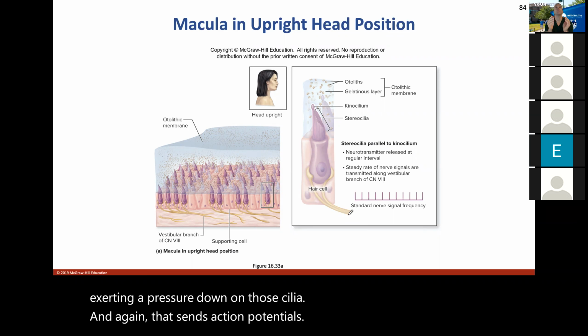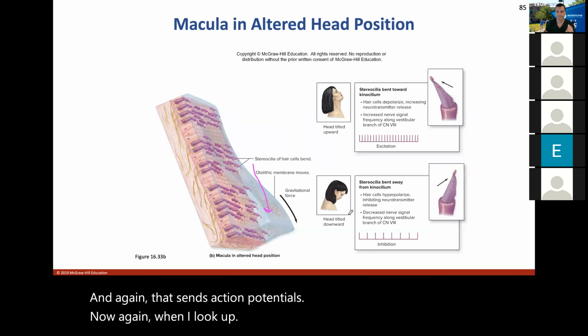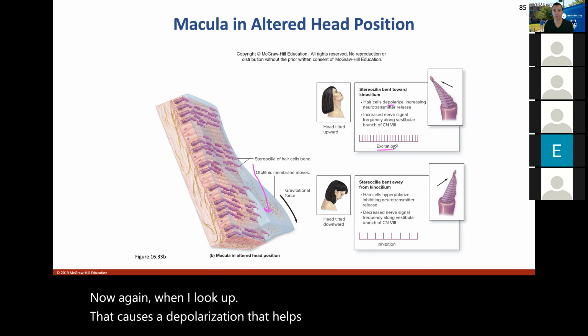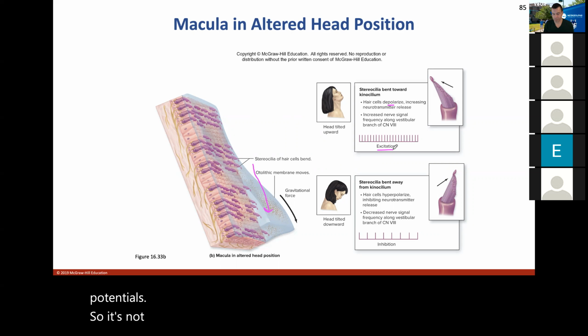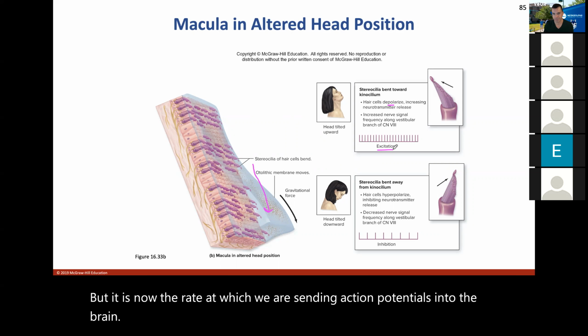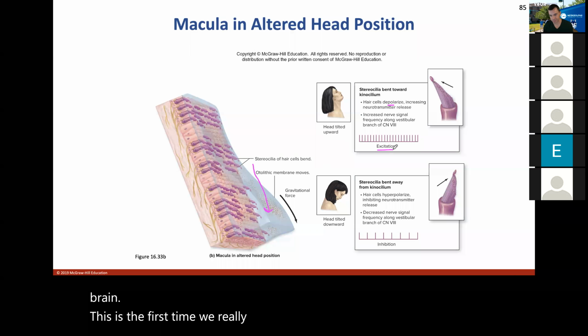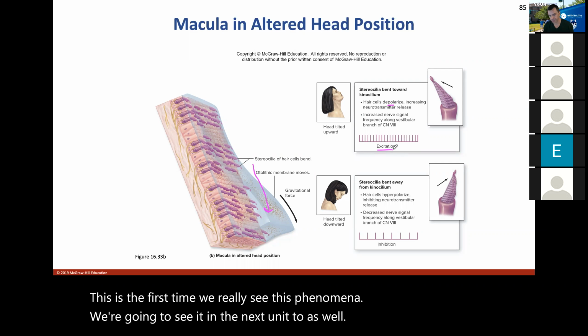Now, again, when I look up, that causes a depolarization. That helps to excite and send more action potentials. So it's not just ions moving in or out per se, but it is now the rate at which we are sending action potentials into the brain. This is the first time we really see this phenomenon. We're going to see it in the next unit, though, as well. And we'll see it in the heart.